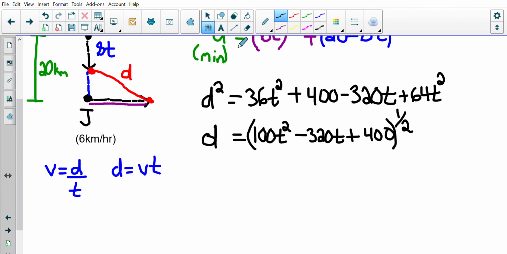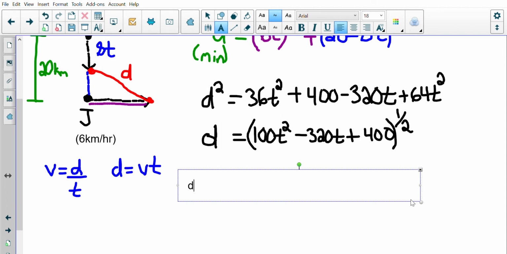And now I can take my derivative. All right, so here we go, d prime, and then I'm going to set it equal to 0. So taking the derivative, I'm going to have 1/2 down in front, times what's inside, which is my 100t squared minus 320t, and then plus 400. Bracket, I subtract 1 from the exponent. So I'll have to put in the negative 1/2 there afterwards.